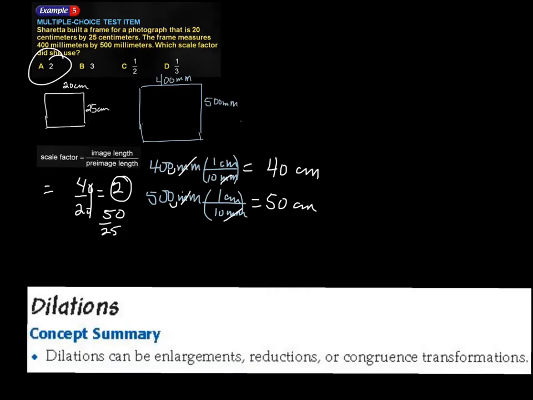In summary, dilations can be enlargements, reductions, or congruence transformations.